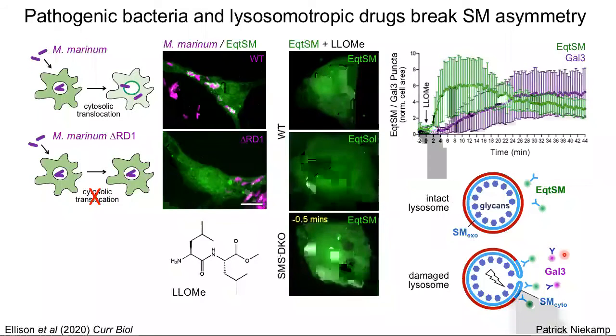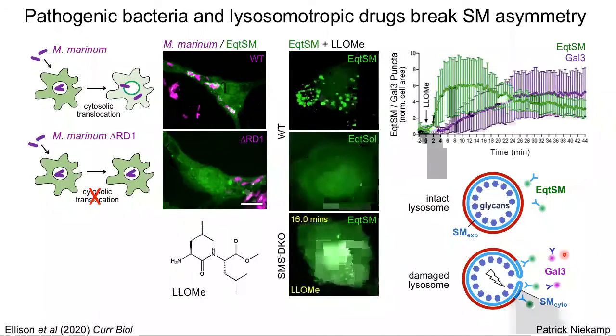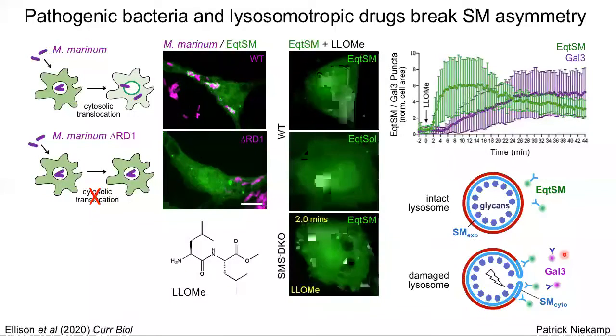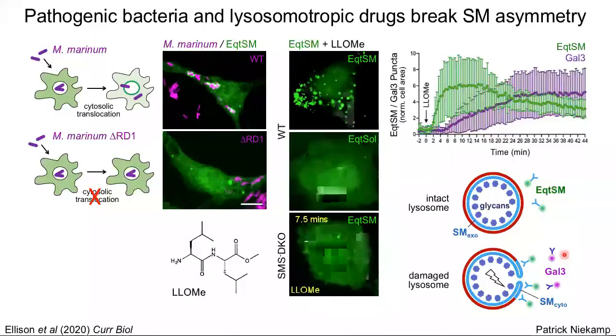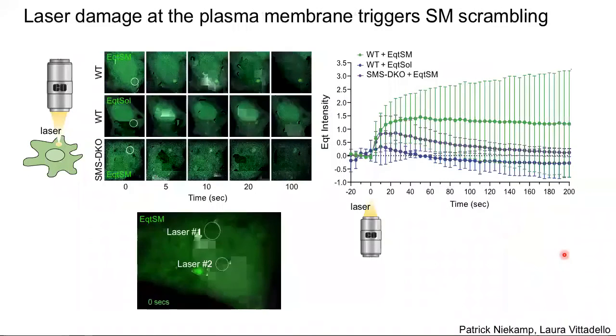So it seems that lysosome damaging drugs and the translocation performed by pathogenic mycobacteria initially cause only relatively minor perturbations in the lysosomal bilayer that somehow facilitate the transfer of sphingomyelin from the luminal to the cytosolic leaflet before progressing in a complete collapse of the membrane barrier and the cytosolic exposure of the glycans. And the question is, what is the molecular principle behind this sphingomyelin transfer?